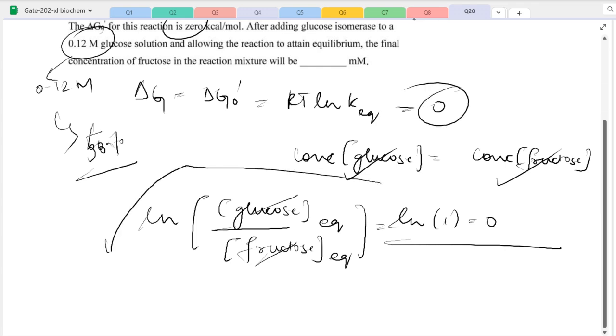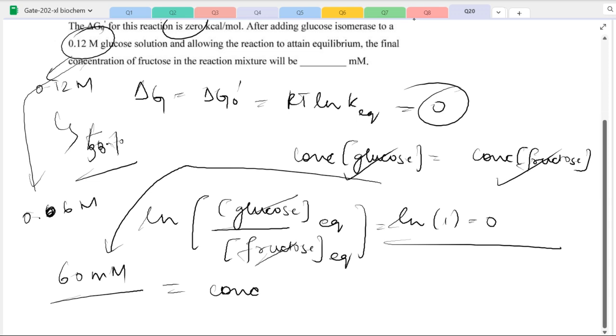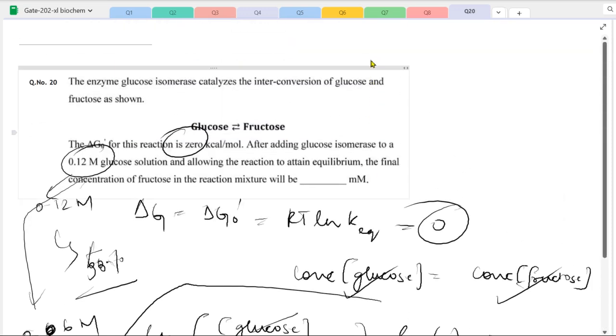So the concentration of glucose at equilibrium would be 60 millimolar. That will also be the concentration of fructose, because here it's 0.12 molar, so half of that will be 0.06 molar, which is equal to 60 millimolar. So half the concentration at equilibrium is also the concentration of fructose at equilibrium. The correct answer here is 60 millimolar.